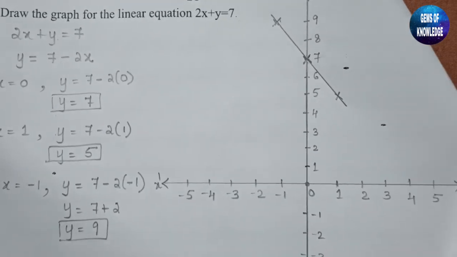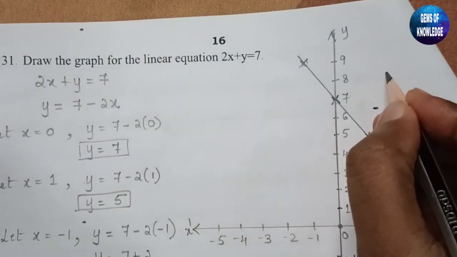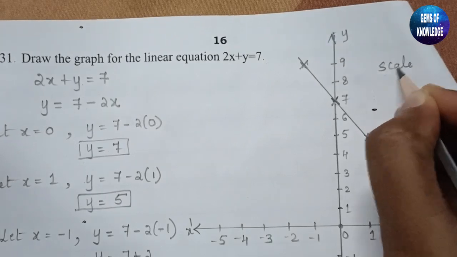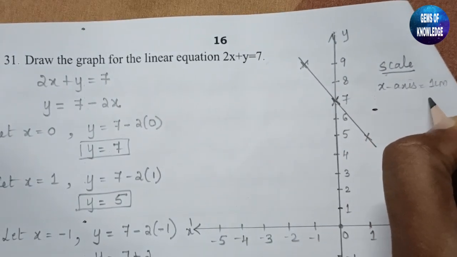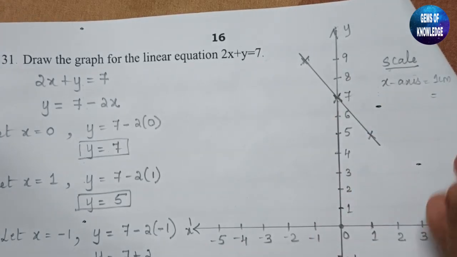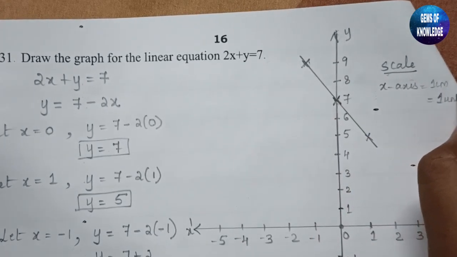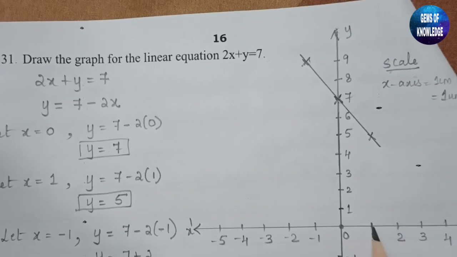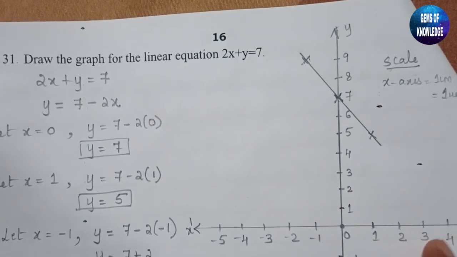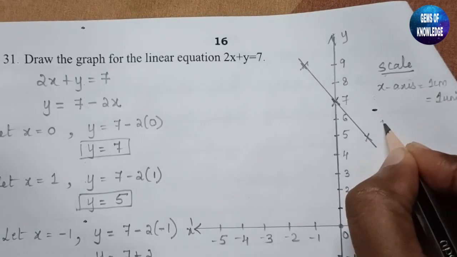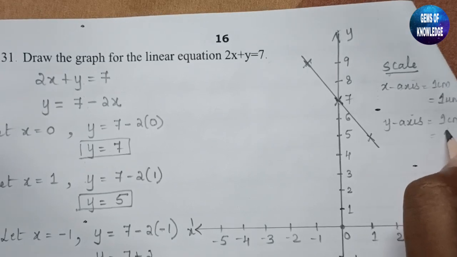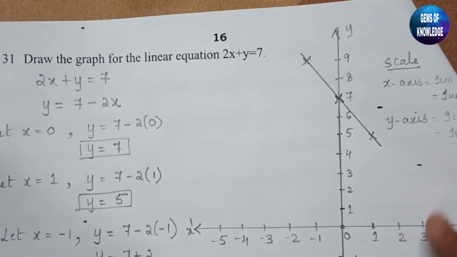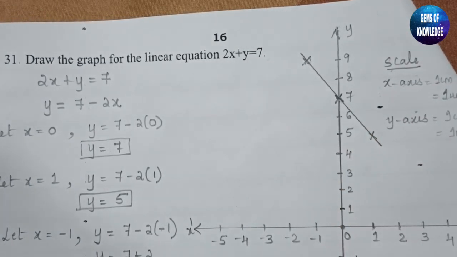Now you need to write the scale over here, this side. Scale, what you have taken: x-axis, 1 centimeter equals 1 unit. 1 unit in the sense you have taken a difference of 1, 1, 2, 3, 4, 5. The difference is 1 each. So you need to write for the x-axis, 1 centimeter equals 1 unit. Similarly, y-axis, 1 centimeter equals, here also you have taken it to be 1 unit only. So you can write it as 1 unit.